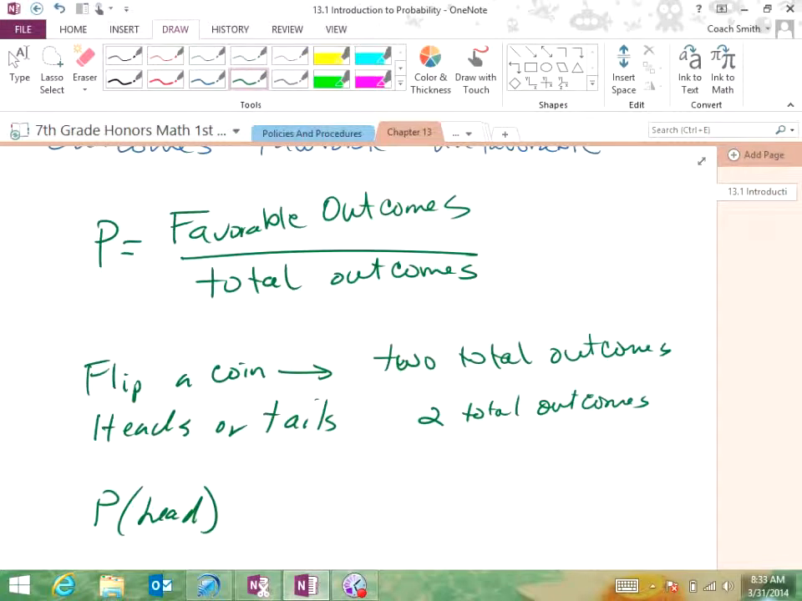And to figure that, we just simply plug in the information. We know the favorable outcome: there's only one head on a coin, unless you've got a two-headed coin, obviously. If you have a two-headed coin and you want it to land on heads, then the probability of that happening is obviously 100%. So the probability I want a head is one favorable outcome over the total outcomes of two. That's 1/2, which some will say is 50%, and some will say 0.5.